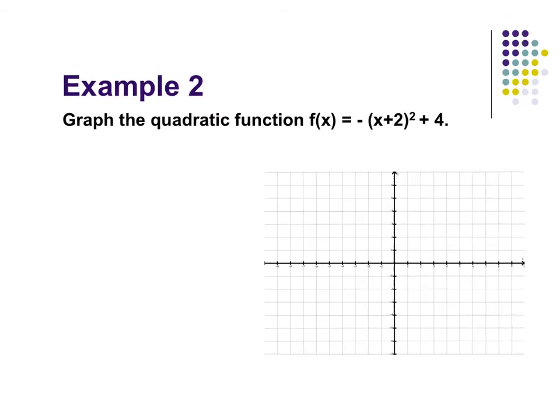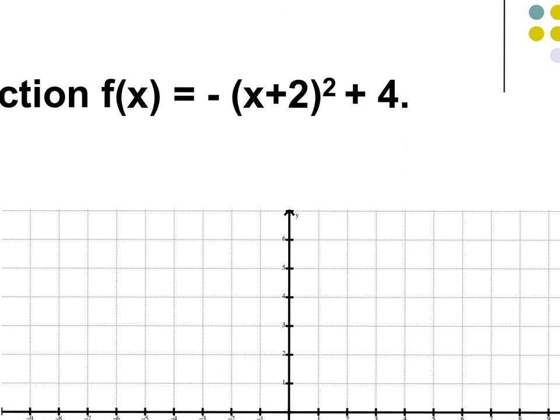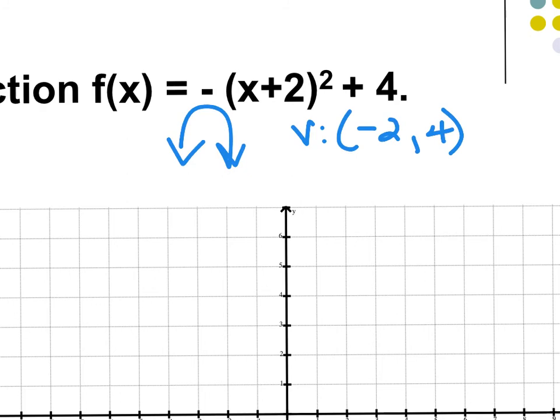All right, so let's put it all together. So from the beginning, what do I know about this equation? Which way does it face? Down. So I know the parabola is going to face downward. What's my vertex? Negative 2, 4. Opposite of what's inside with the H, and then the same as what's on the outside.